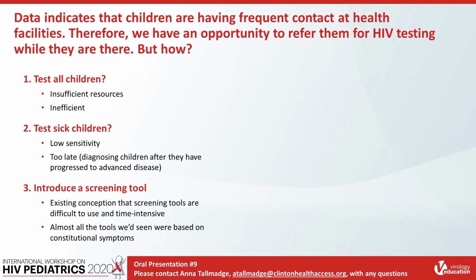A third option would be to introduce a screening tool. And this certainly seemed more feasible than universal testing. However, we had a negative conception that screening tools are usually pretty difficult to use and fairly time intensive. And additionally, most of the tools we've seen are based on reviewing constitutional symptoms, which is also not a very sensitive indicator for HIV in a setting like this.